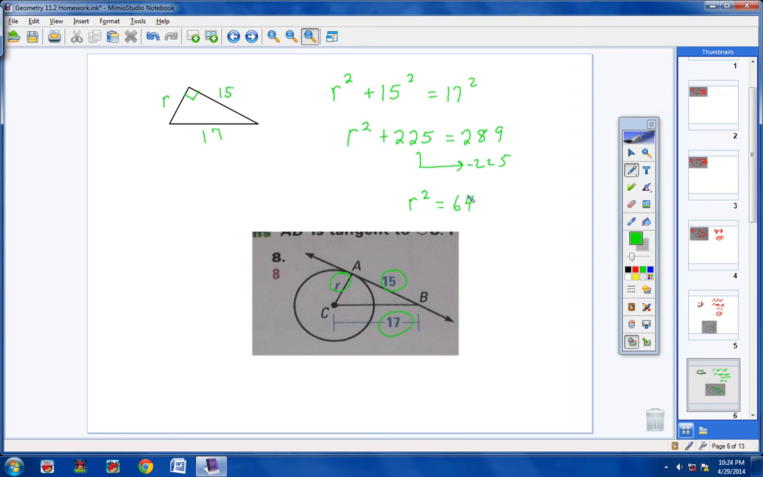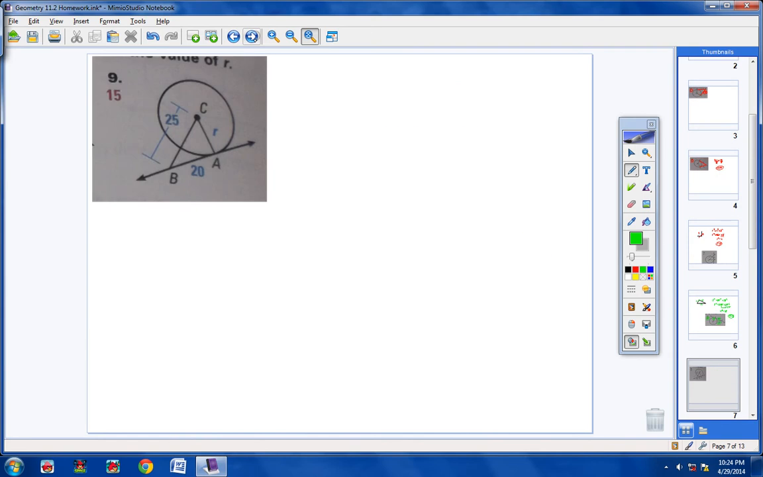64. And now take the square root of both sides. The square root of r squared is r, and the square root of 64 is 8. So there we go. We did it. The answer is 8. The length of r is 8. I'm going to say it for the third or fourth time. When you have a line that is tangent to a circle and a radius drawn to the point of tangency, those two lines will be perpendicular.